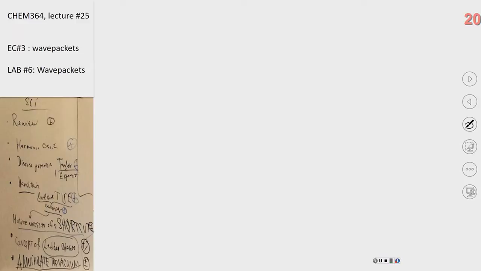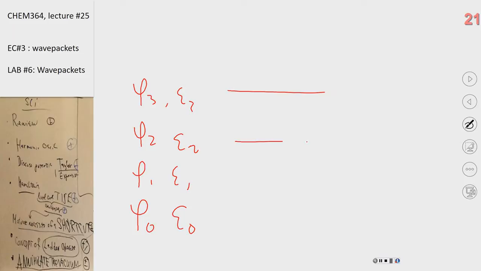Energy. Okay. So suppose that we already found the ground state, first excited, second excited, third excited, and we have their energies: E0, E1, E2, E3. We do not know what those energies are, but suppose that we have them.